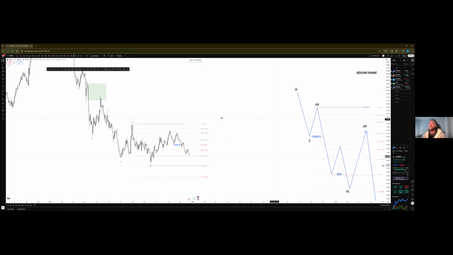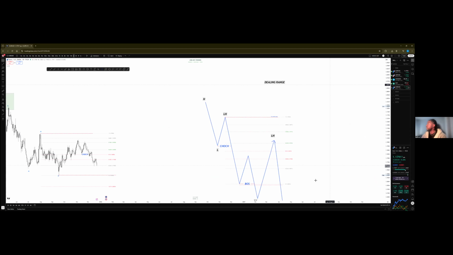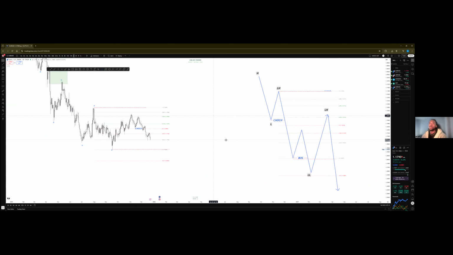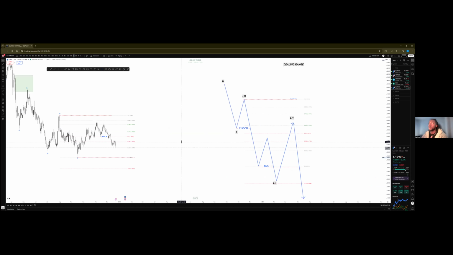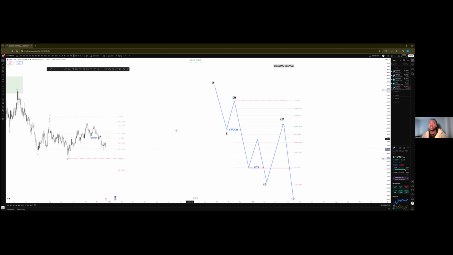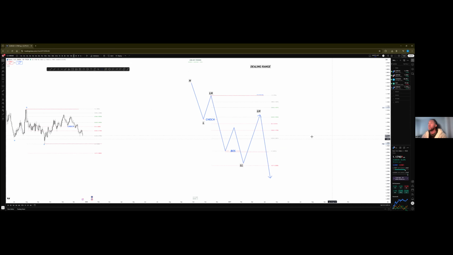This is the basic understanding of the dealing range, okay? The dealing range. Now, within the dealing range, you have something called premium and discount. This is the last one we're going to cover, and then we're going to take a break. Within the dealing range, as you see here, we have something called a premium and a discount.